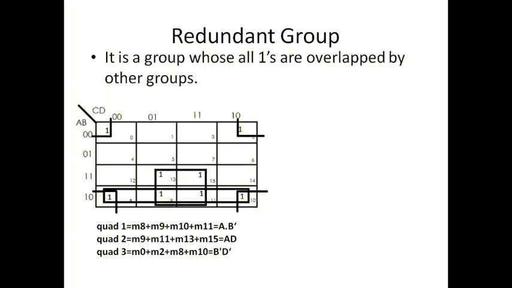Now if you see the quad number 1, in the quad number 1, M8 is existing in quad 3. M9 is existing in quad 2. M10 is existing in quad 3. M11 is existing in quad 2. So now it means in the quad 1, all the terms are existing in the other groups. So it means the quad number 1 is a redundant group. So we will not consider the redundant group in forming the expression. So my final expression is going to be AD plus B complement D complement.